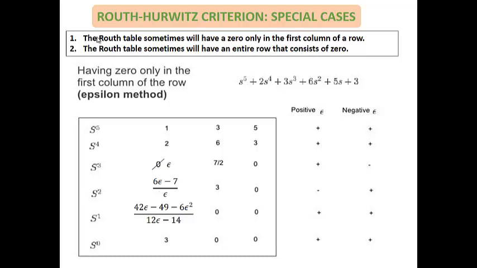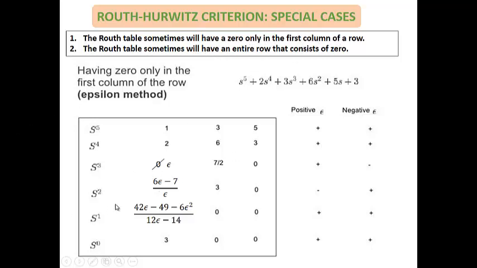Okay, kita ada special case. Kita masuk kepada special case of the Routh-Hurwitz criterion. Okay, macam mana pula bila kita ada special case? What is the special case? The special case is considered when sometime will have a zero only in a first column of a row.